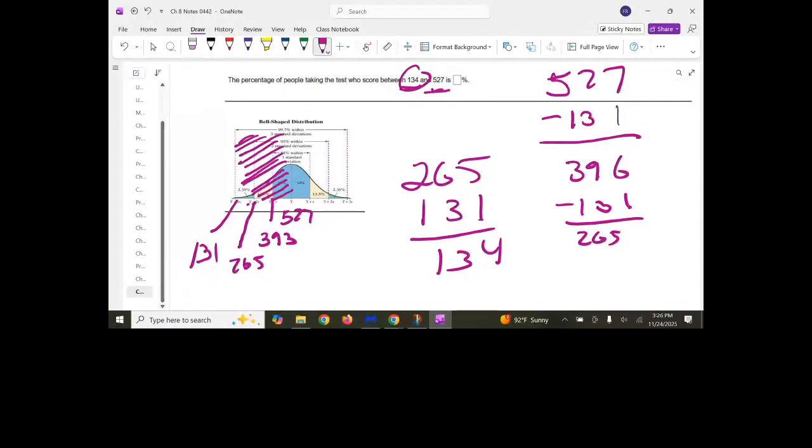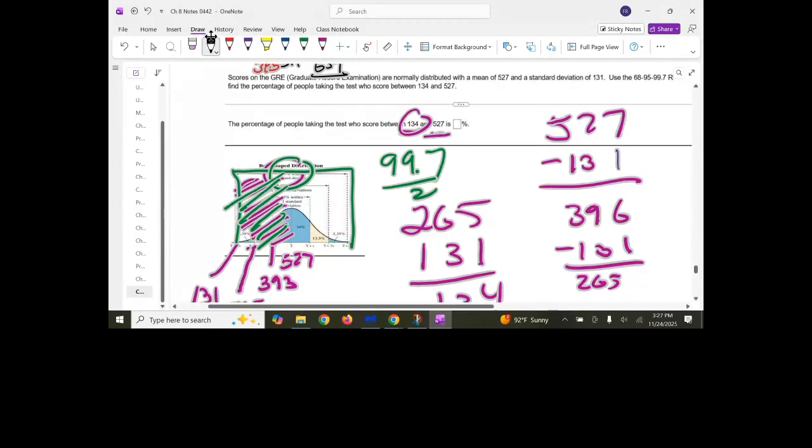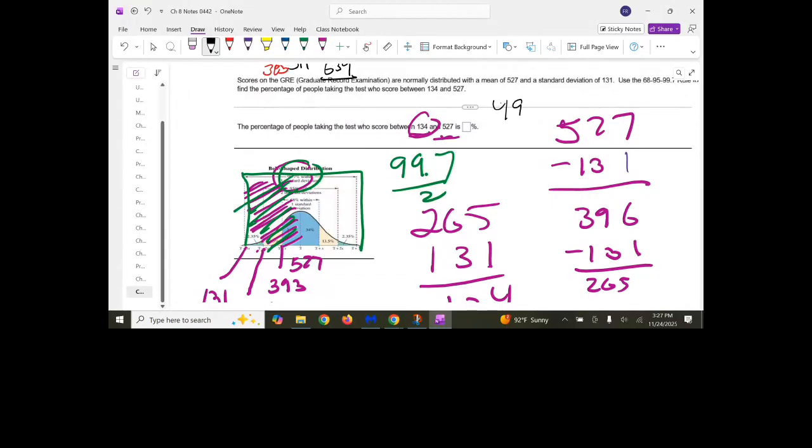Okay, y'all, we are looking for that percentage, right? Remember, y'all, from here to here would have been 99.7, but we're only looking at half of that. So let's take 99.7 and divide it by 2, and I'm coming up with 49.85. And that's really all I got to do here.